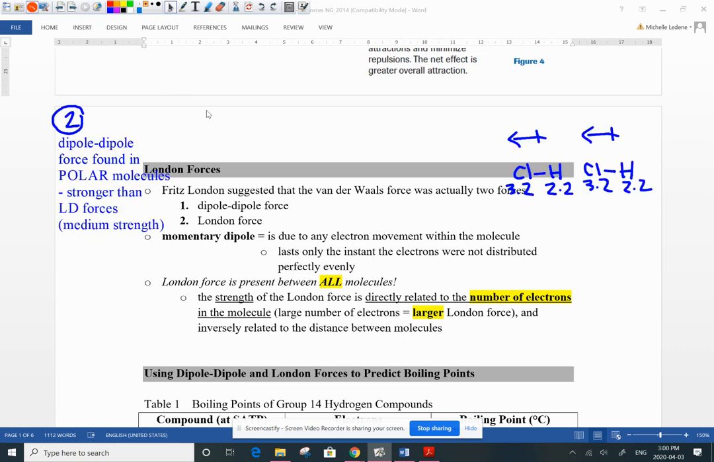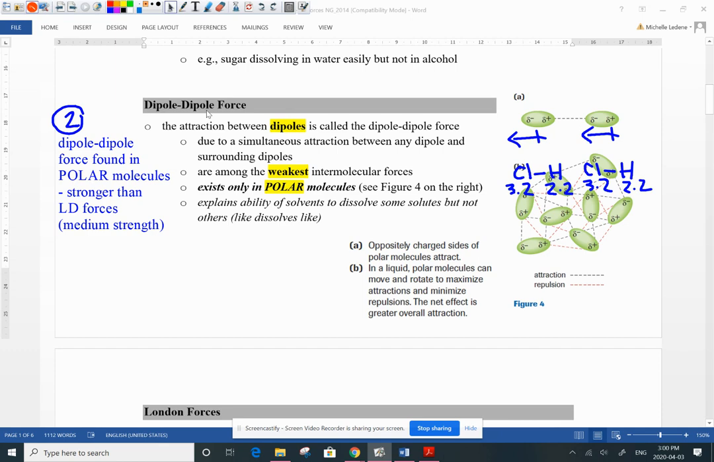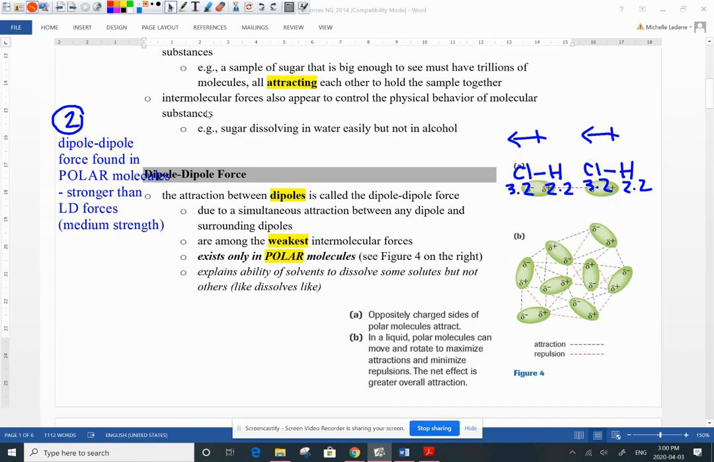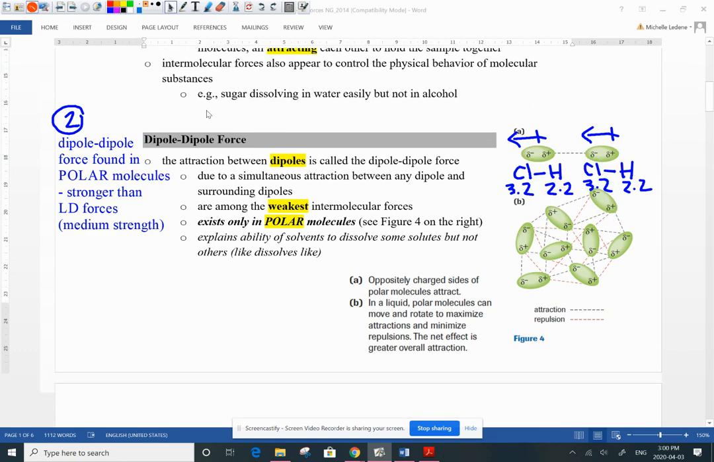They're the weakest. Okay, so the next force that I want to talk about is this guy, and this is the dipole. And these are only found in polar molecules. They're stronger than London forces, so they have medium strength.